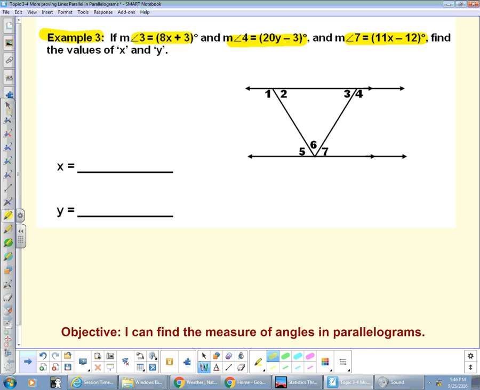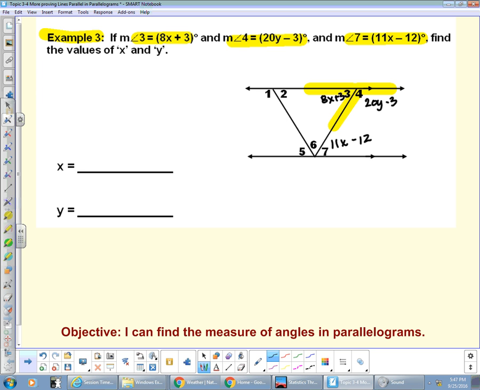And so the first thing I'm going to do here is I'm just going to go ahead and write that down. So 8x plus 3, 20y minus 3, and then 7 is 11x minus 12. And so probably some of you have looked at this right away and you said, well, 3 and 4 are a linear pair, and you're right about that.